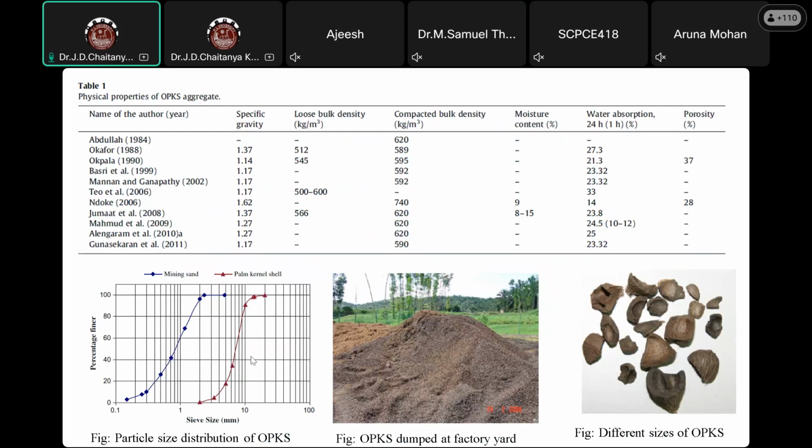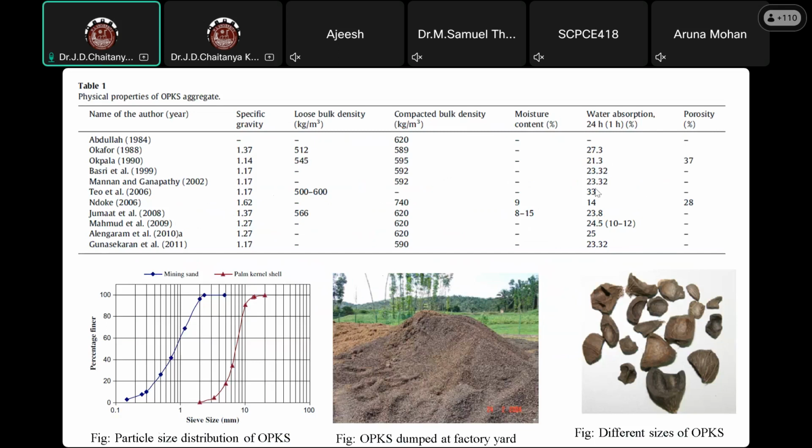You can observe here the particle size distribution of the palm oil shell, and normal sand is also given here. Why are we showing the normal sand here? The shell we are getting as a waste product, less than 4.75 mm clinker, we can use as a replacement of sand. The next figure shows the dumped palm oil shell at the factory site, and you can observe the shape and sizes of the palm oil shell. It looks like small pieces of coconut shell.